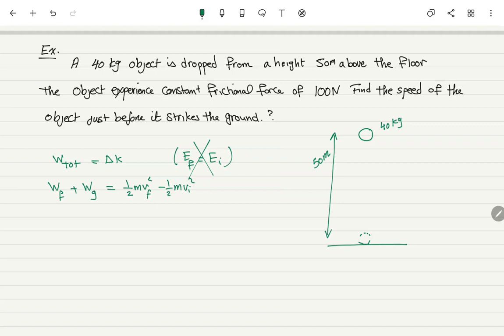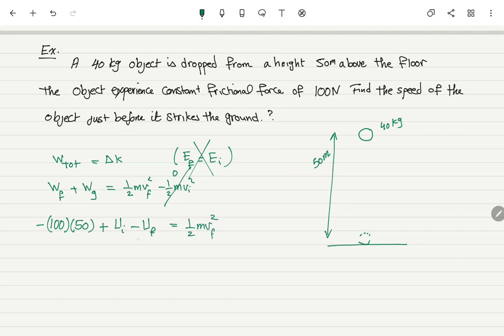Since the object is dropped from rest, so this one will be 0. Work from friction: now the displacement here is 50 and the friction is going up, so it's minus 100 newtons times 50 meters plus U initial minus U final equal to half v final square.